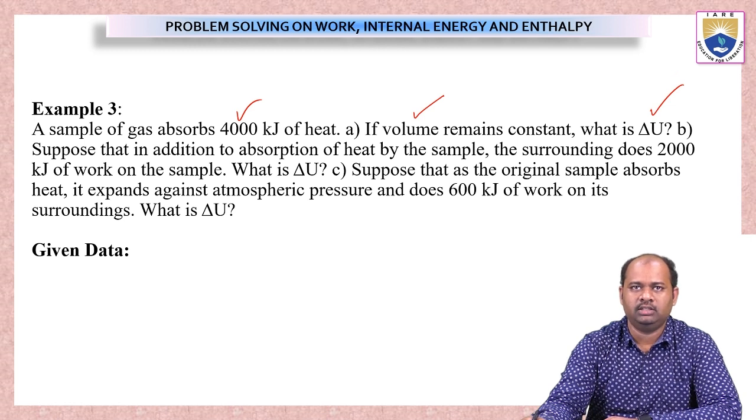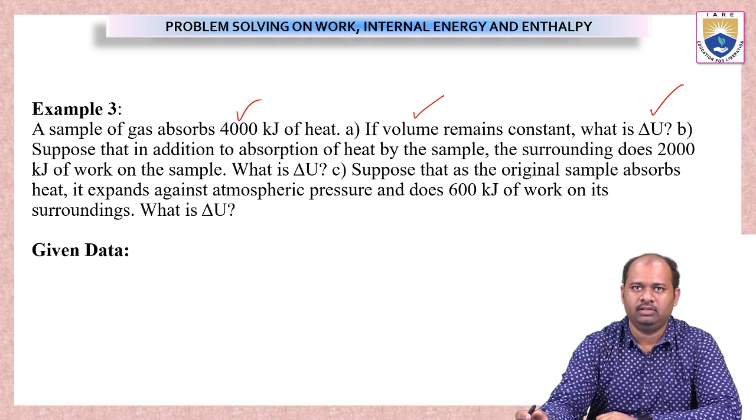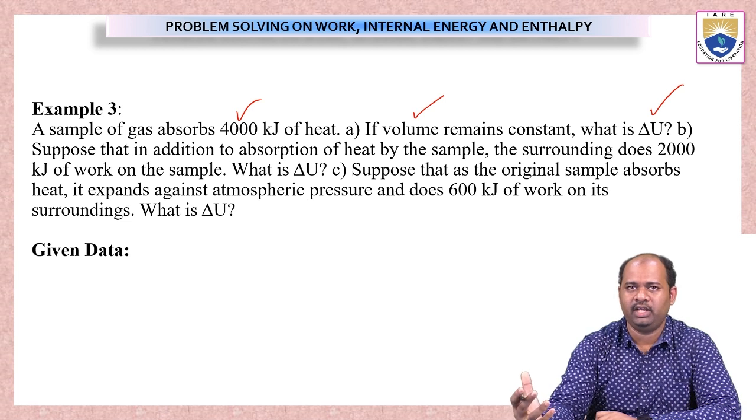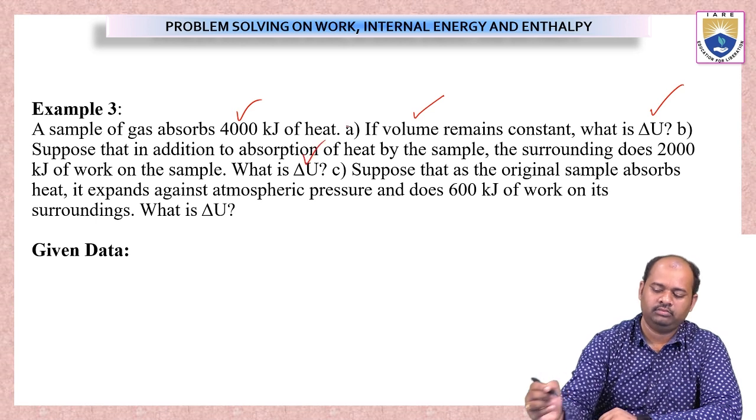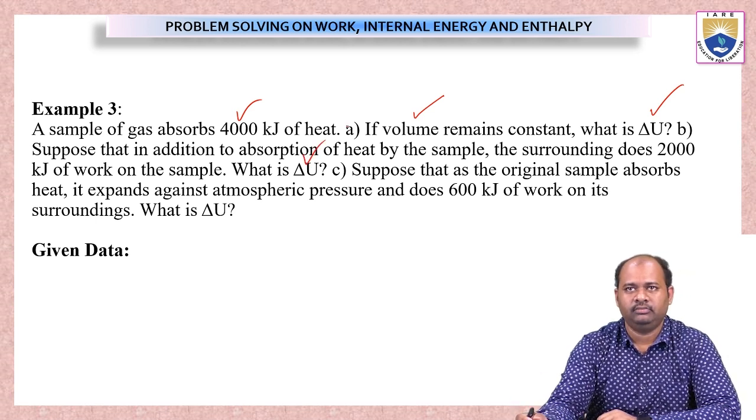And second question is, suppose that in addition to absorption of heat by the sample, the surroundings does 2000 kilojoules of work on the sample. Then what is the change in internal energy? So second question is another condition where there is an absorption of heat by the sample. The surroundings does a work of 2000 kilojoules on the system. So then we have to calculate delta U again, change in internal energy.